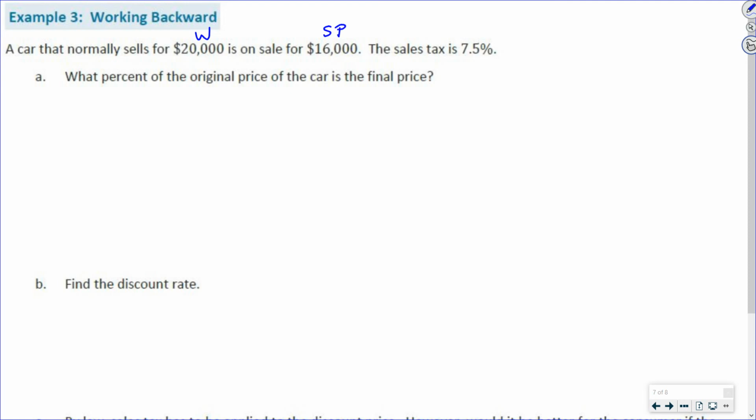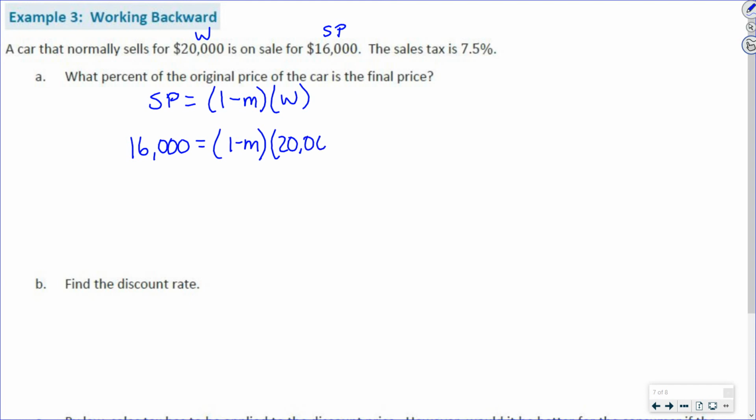So was this a markup or markdown? Right, this was a markdown. So that tells me the formula I'm going to be using is selling price equals 1 minus M times W. Well, the selling price was $16,000 equals 1 minus M times 20,000. Okay, so now I got to do a little bit of work here. I got to divide by 20,000.